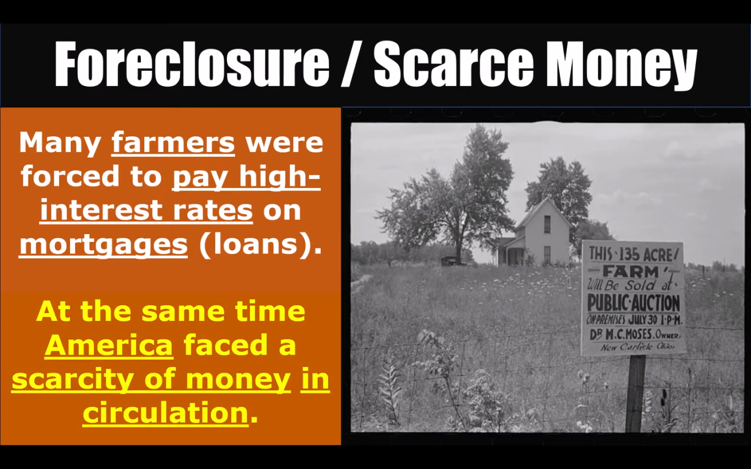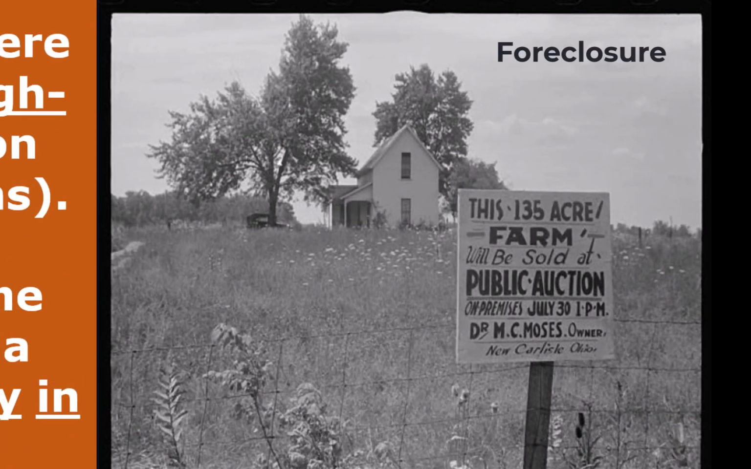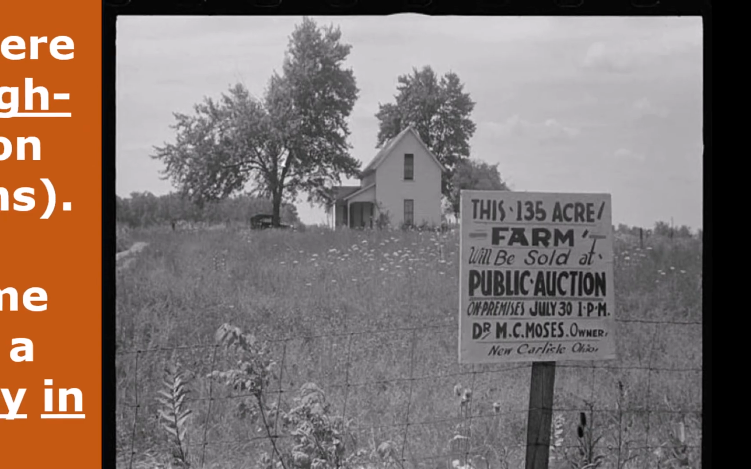During this period, America also faced a currency problem that we alluded to before. Currency, or the amount of money in circulation, was drying out for reasons we'll discuss. And this was a big problem for poor farmers who needed to pay off their debts. Many faced foreclosures when the banks seized their property for failing to pay their high interest rate mortgages.